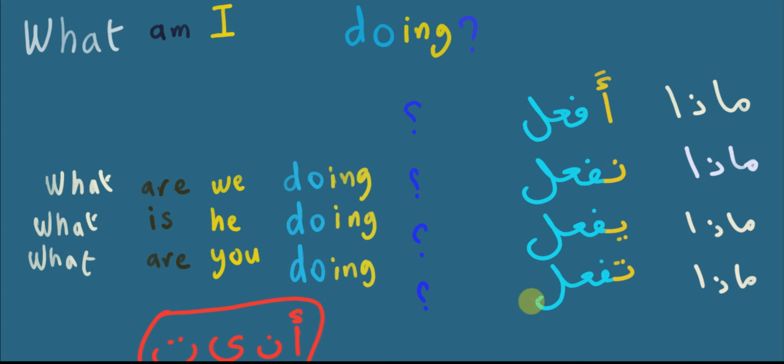As I said, for the second person singular feminine, you would add an n here, so it becomes تفعلين, and sometimes this n is dropped. So ماذا تفعل? What are you doing for the second person singular?